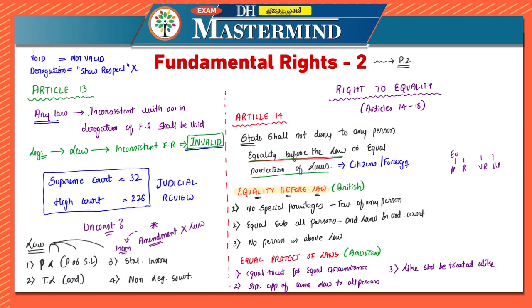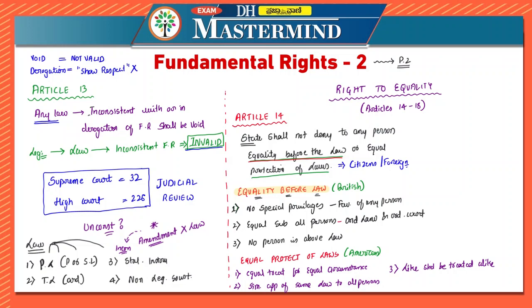It is a similar crime. For example, they might have stolen something. This is just an example, it should not be taken that seriously. So at that point of time, all of them are treated equally only because they have committed a similar crime. So like should be treated alike.